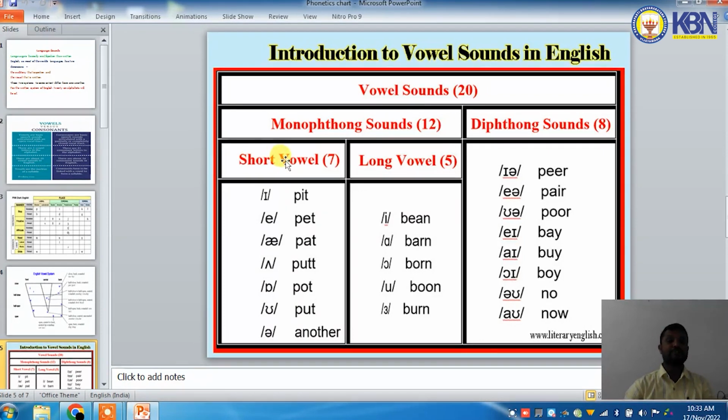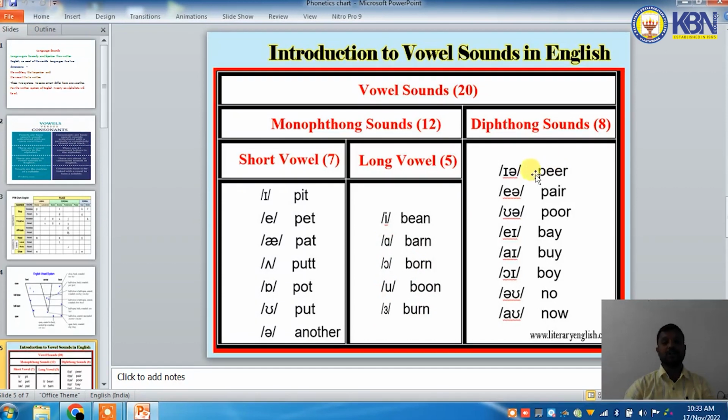There are 7 short vowels. This is i as in pit, e as in pet, a as in pat, u as in put, o as in pot, u as in put. Another is the long e, which we call as in bean. This is a long e. It is represented with 2 dots. Next, a as in barn, o as in born, u as in boon. This is as in born.